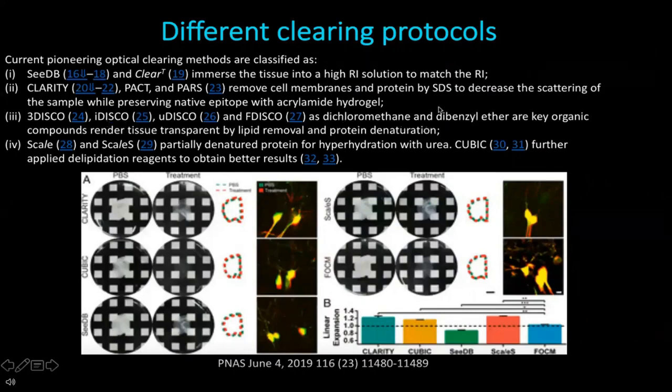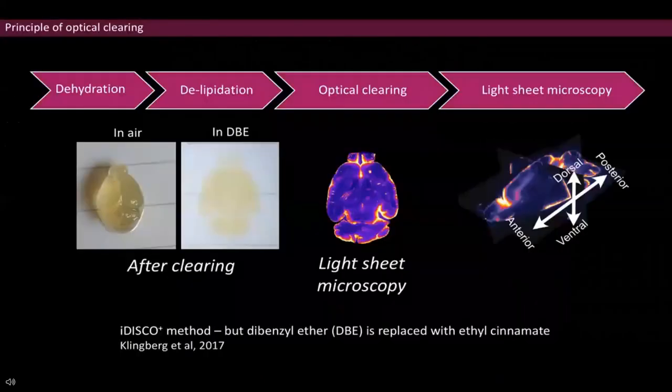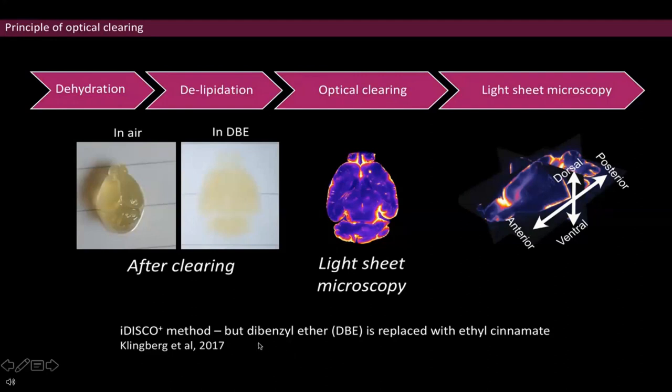And we have substituted one chemical that I will mention later. So yeah, these are the general steps, which consist in just changing solutions. So it's a very easy method. And we have substituted dibenzyl ether for ethyl cinnamate, as ethyl cinnamate has the same refractive index, but it is non-toxic. Actually, it's used as a food additive.